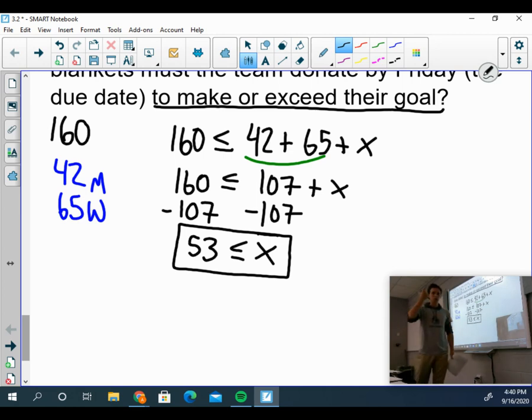Again, you just heard me do it again. I interpreted my answer in the context of the problem. I don't just write x is greater than or equal to 53 or 53 is less than or equal to x. I know that that means that's how many blankets I need minimum on Friday. Or any number greater than or equal to 53 is an acceptable number of blankets to meet or exceed my goal. That's 3.2. If you have questions, as always, please let me know.